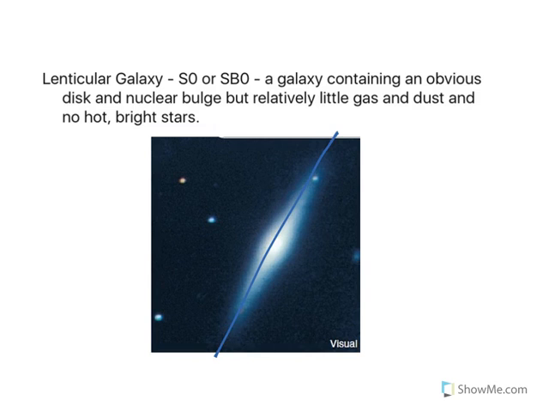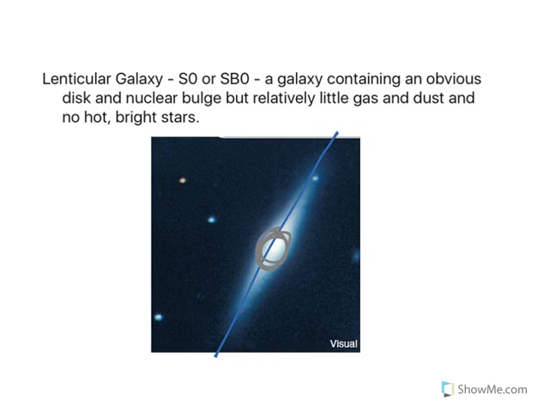We can clearly see a disk. There it is. And we can clearly see the bulge, but we don't see any hot, bright stars. There would be blue individual dots, which we don't see. And we don't see any significant gas or dust, which would be in the spiral arms.